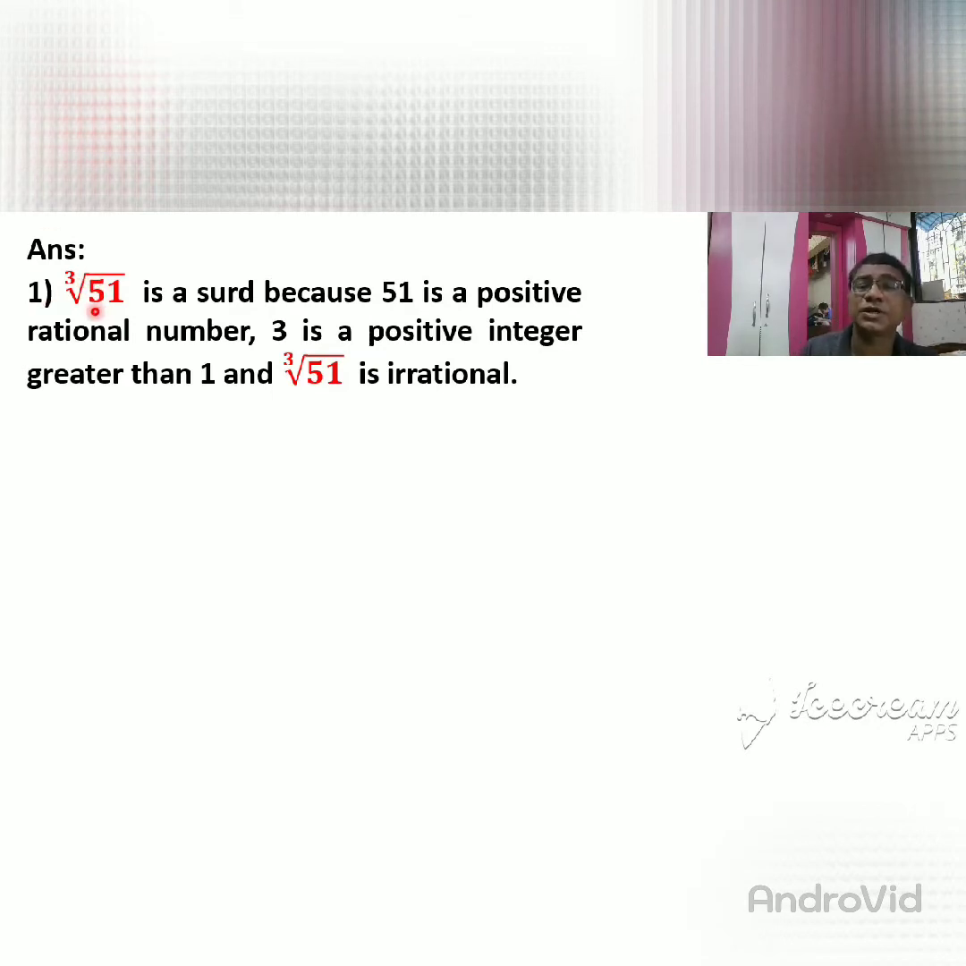The cube root of 51 is a surd. Why am I saying it is a surd? Because we don't know the cube root of 51, so it is an irrational number, so it is a surd. Taken separately, 51 is a positive rational number and the order 3 is a positive integer greater than 1. But the cube root of 51 is irrational, so it is a surd.